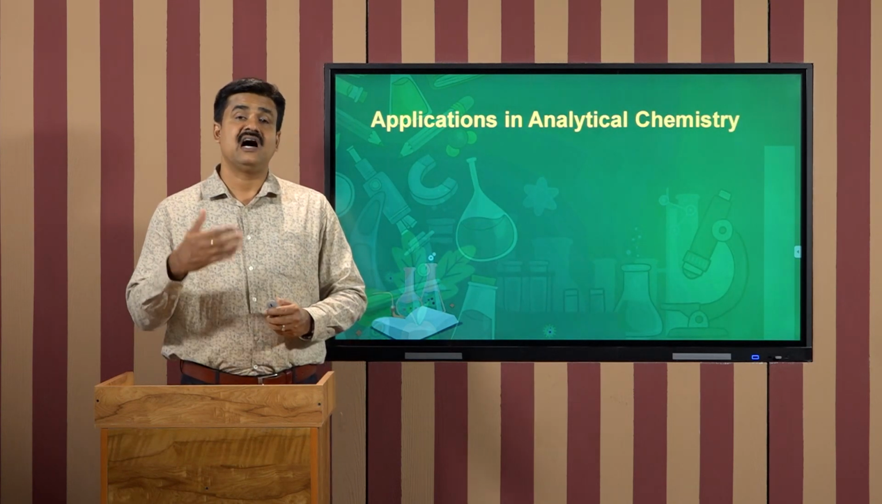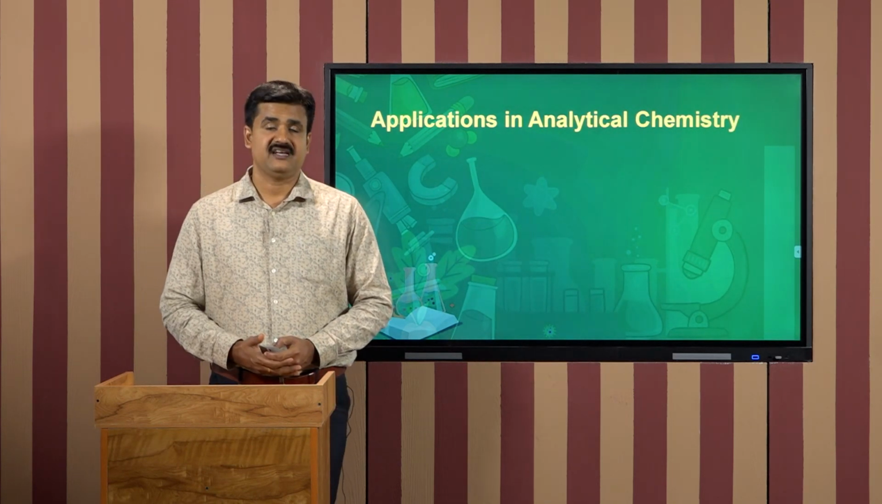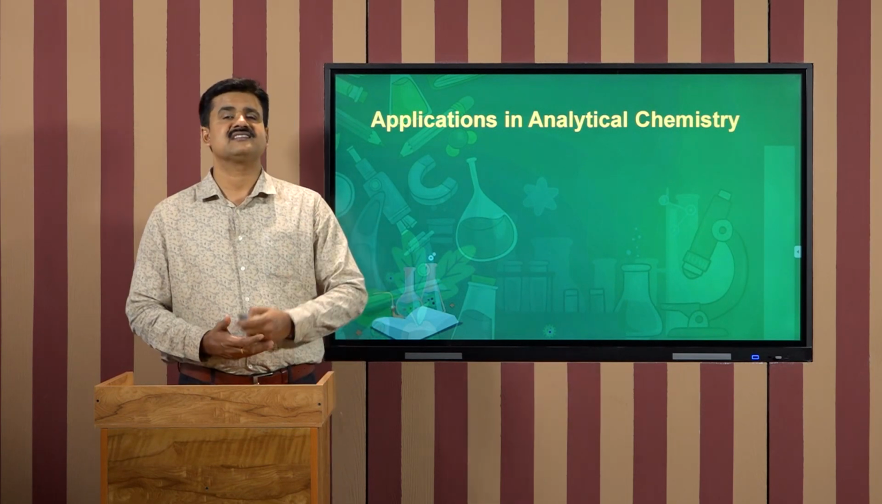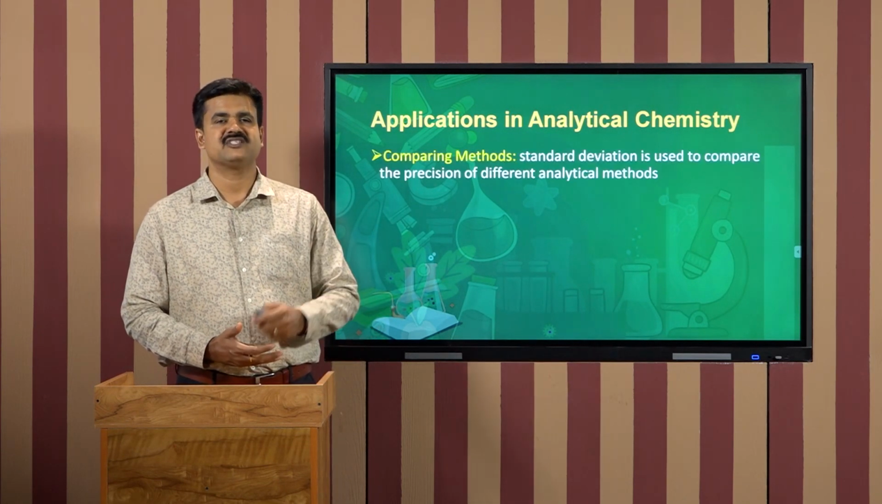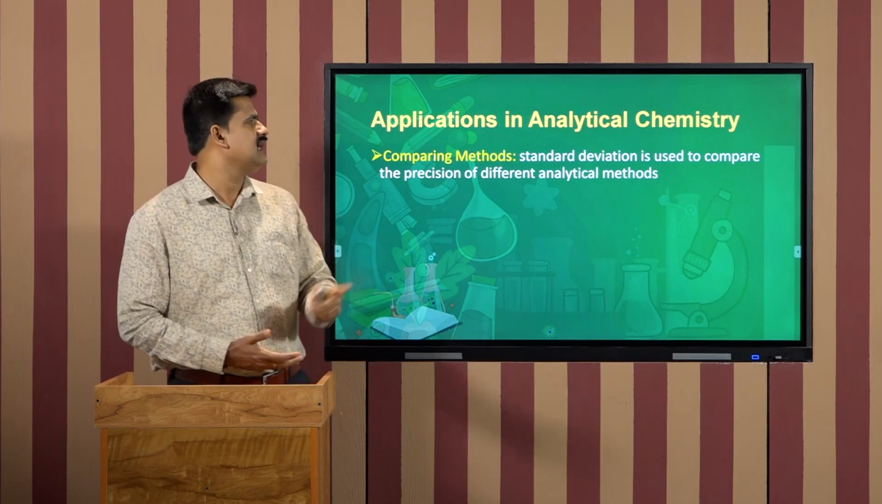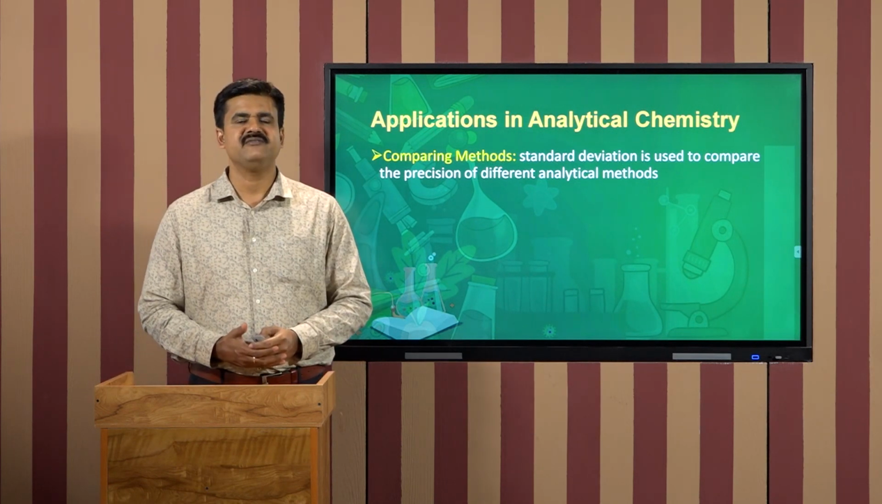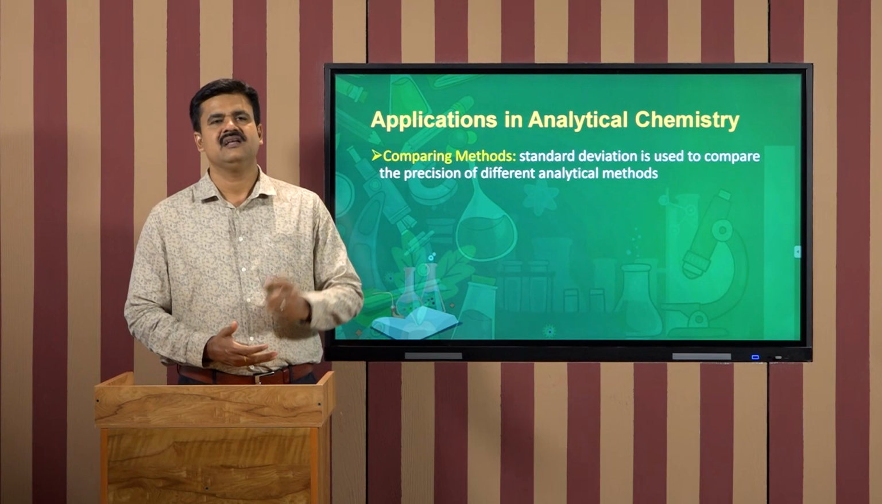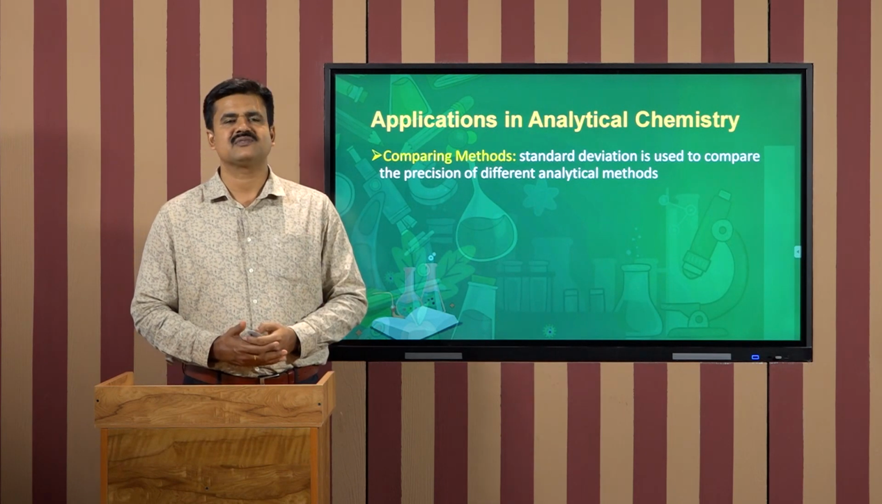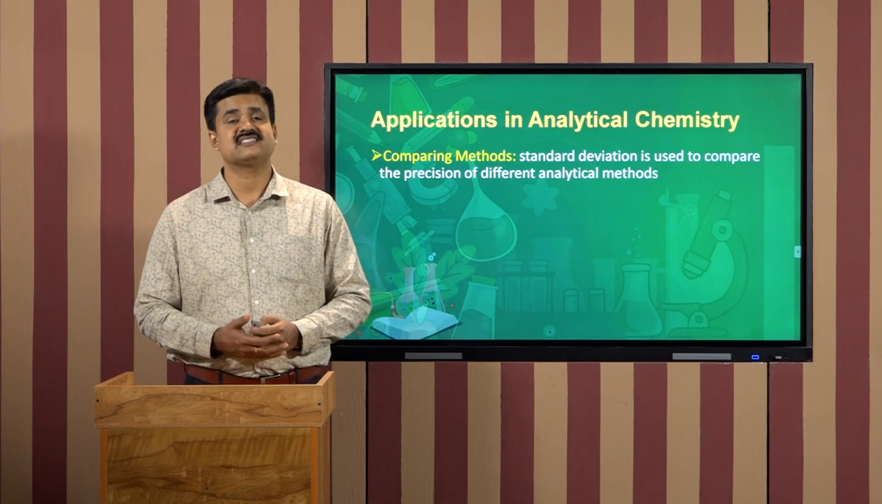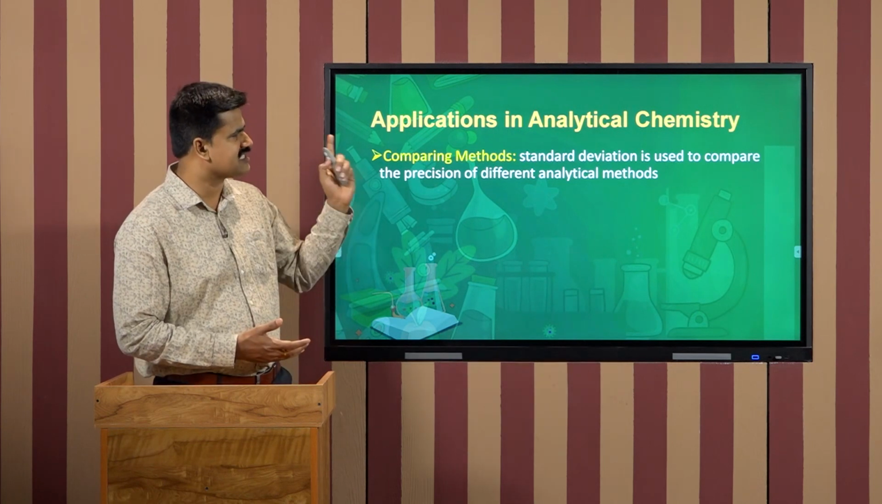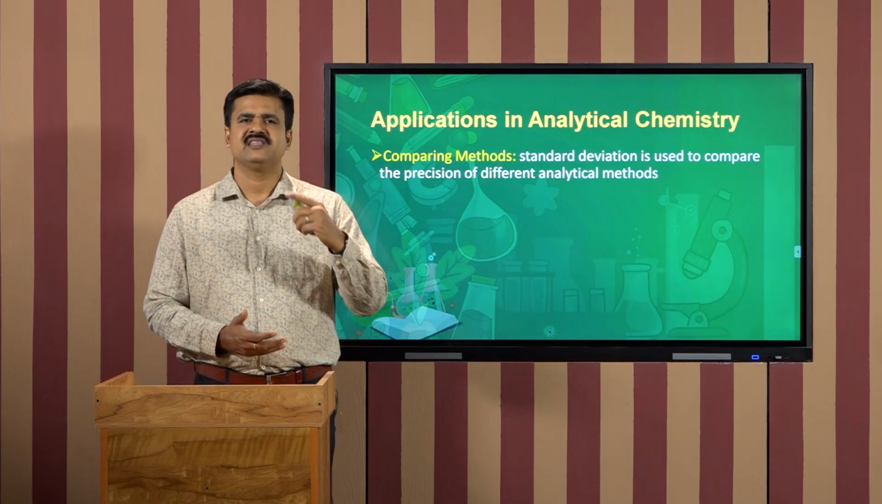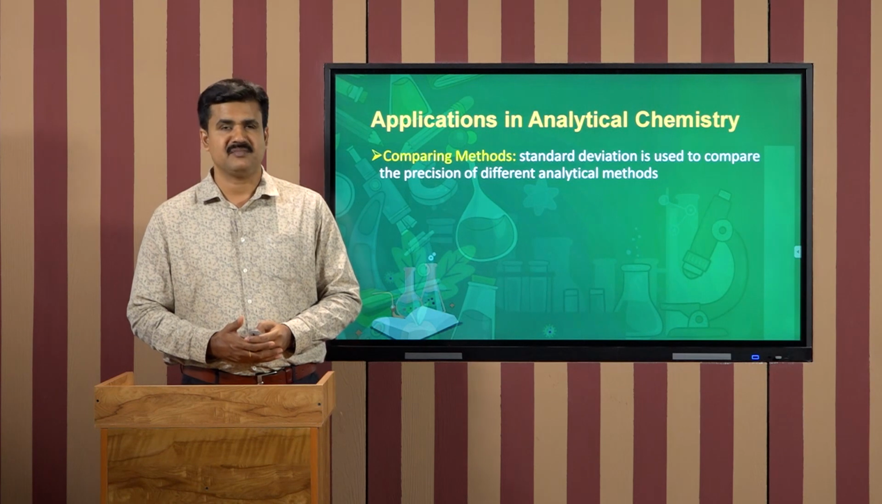Now, what are the applications of standard deviation in analytical chemistry? Whenever we are discussing such applications, these are to be kept in your mind. And the first one is, the standard deviation is a very good comparison method. You can also use the standard deviation for comparing various analytical methods. Standard deviation is highly helpful to compare the precision of different analytical methods.